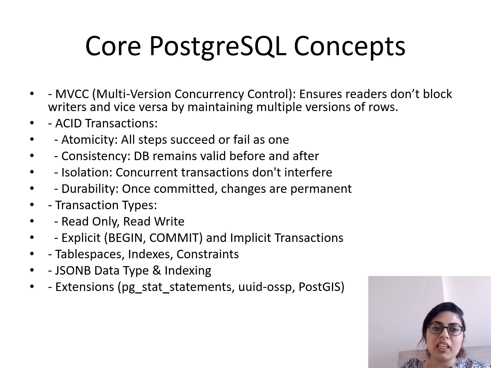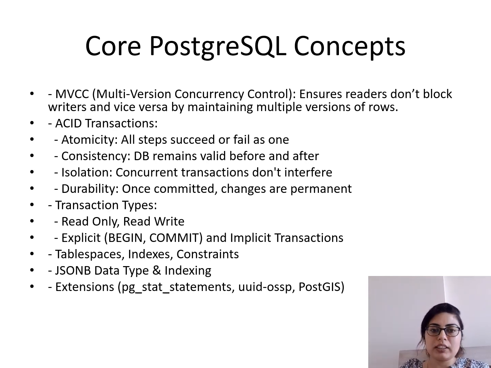ACID transactions: it is ACID compliant, meaning atomicity. All steps succeed or fail as one. That is known as atomicity. It is a very important topic if you are going for a developer role. Consistency: the database should remain consistent before and after whatever you are doing as a transaction. Isolation: each transaction doesn't interfere with another transaction. You can say concurrent transactions don't interfere. It is known as isolation. Durability: once you commit your data, changes should be permanent. These are known as the ACID properties of RDBMS, relational databases.